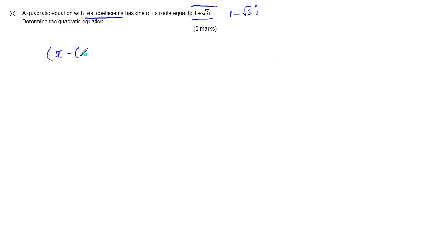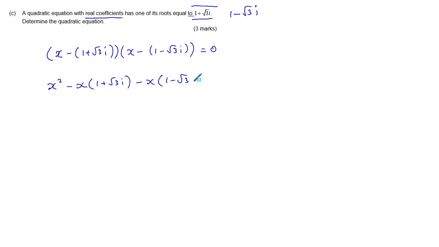So x take away 1 plus root 3i, x take away 1 minus root 3i equals 0 must be the equation. So let's expand out. We get x squared, take away x into 1 plus root 3i, take away x into 1 minus root 3i, plus 1 plus root 3i, 1 minus root 3i equals 0.